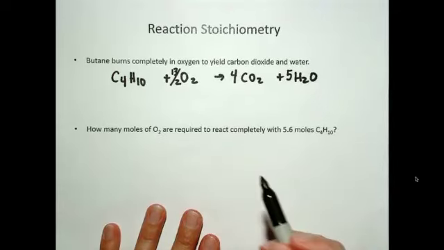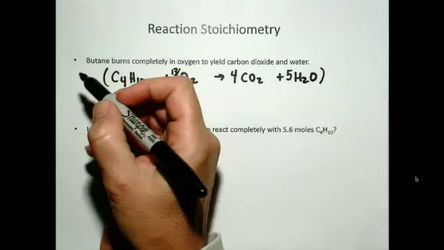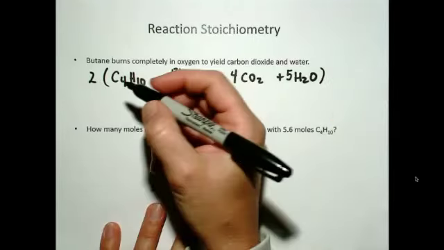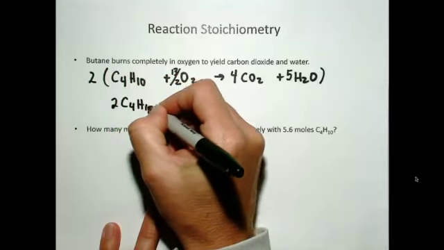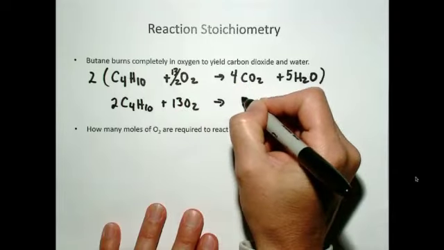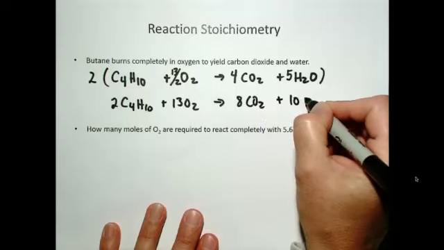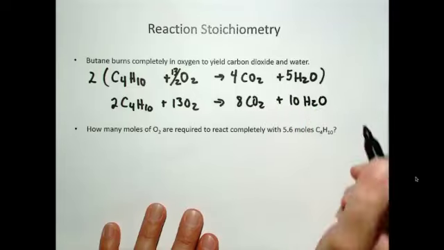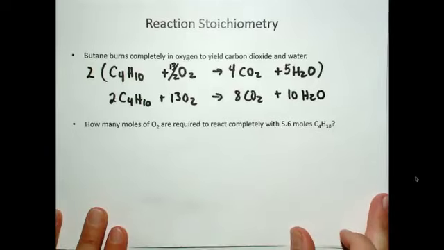And then I always want to clear my fractions when I'm balancing, so I can multiply both sides of this equation by 2. And then ultimately the balanced equation is 2 butane plus 13 oxygen equals 8 carbon dioxide plus 10 water. Okay, so now I have a balanced chemical reaction. You guys should all be able to do that by now.